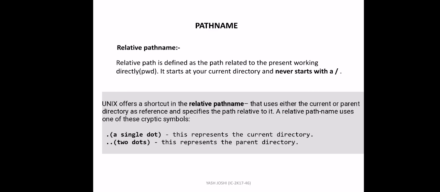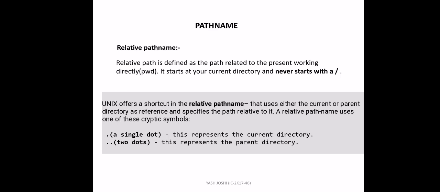Now we will discuss relative path name. A relative path is defined as a path related to the present working directory. It starts at your current directory and never starts with a slash. The relative path name is opposite to absolute path name.